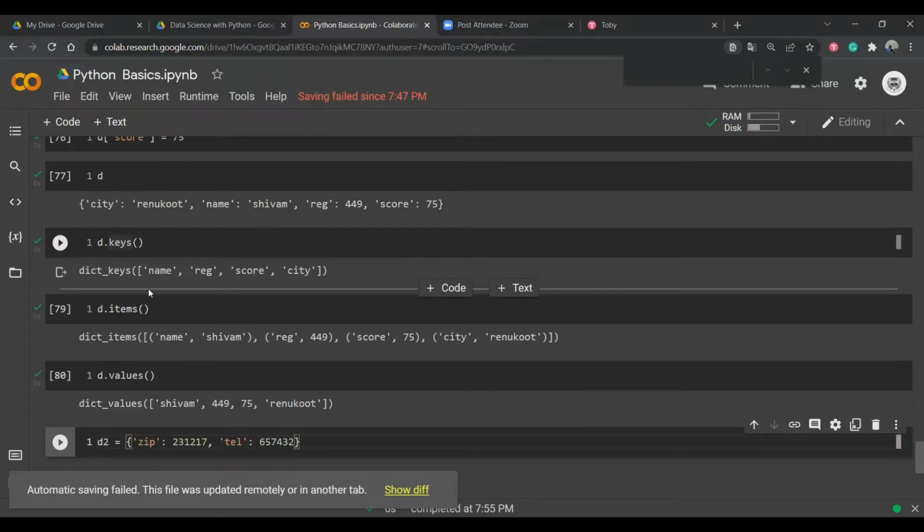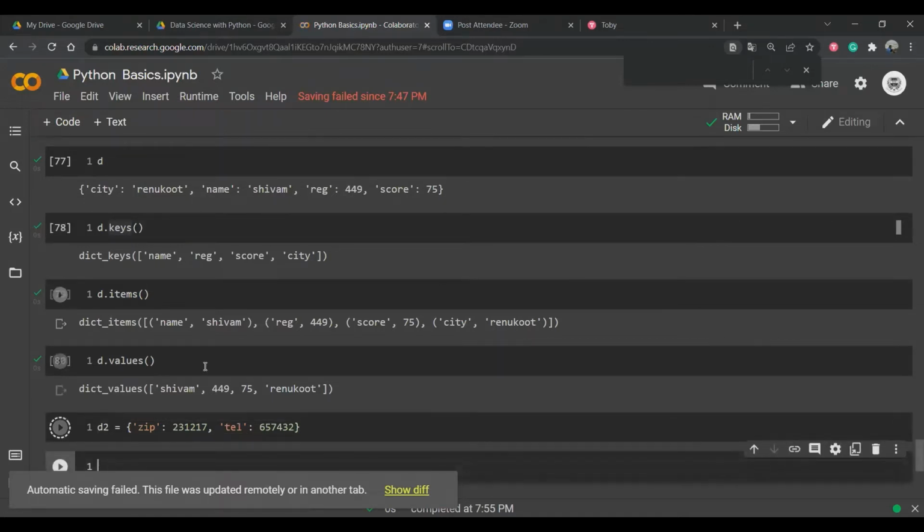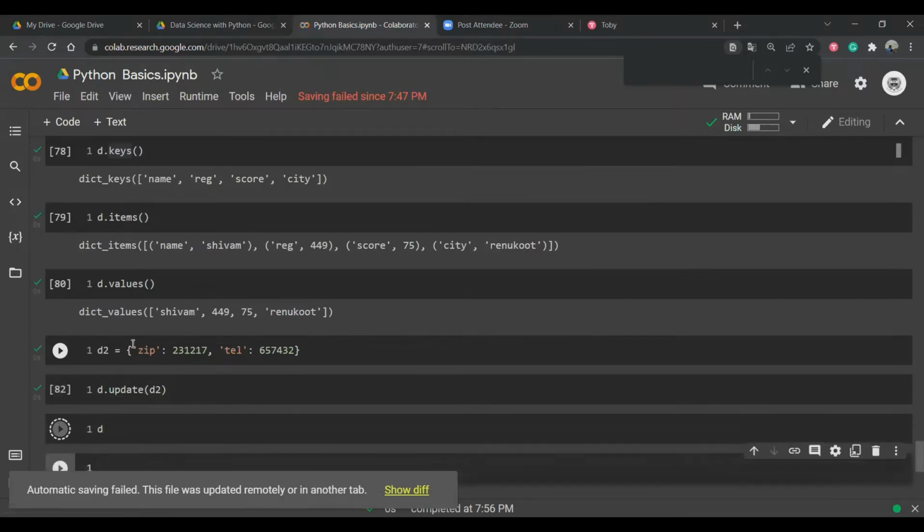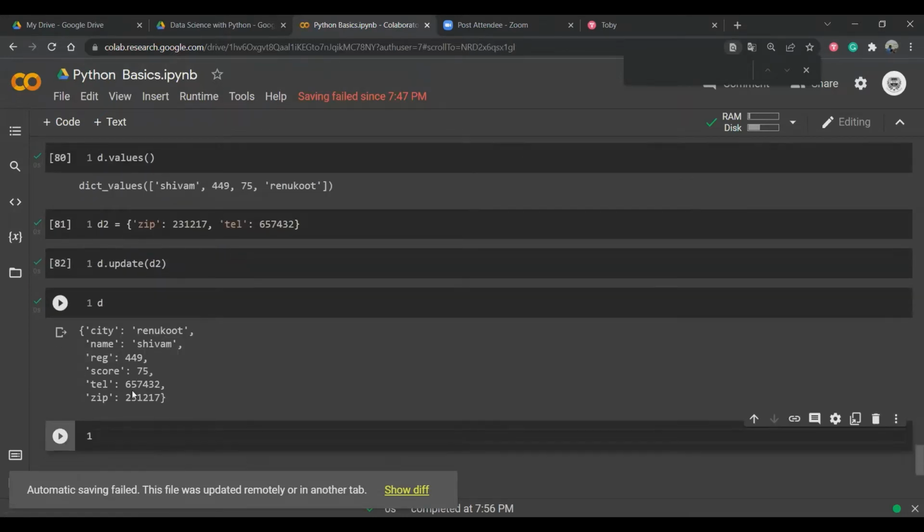Now if I want to update this information in my existing dictionary, yes, this is possible. We can use d dot update, and then write d2 over here. Now if you check my existing dictionary, these two things are updated. We have a telephone number and we have a zip code also, right? So this is how we can update our dictionary, even with some new information. Fine.